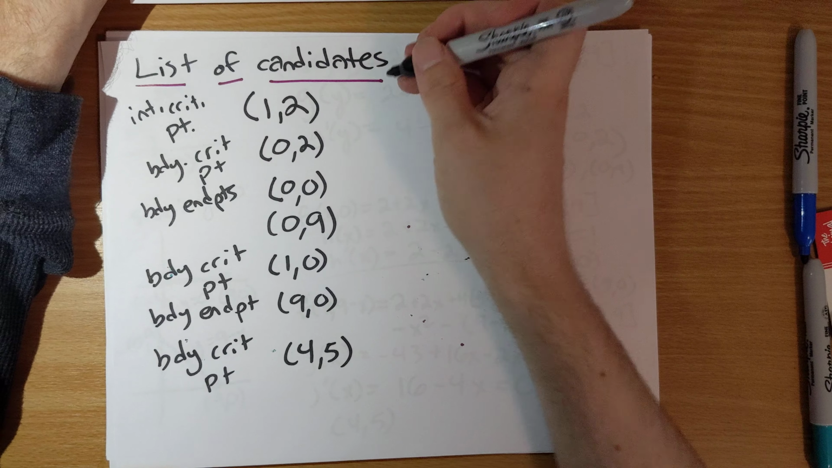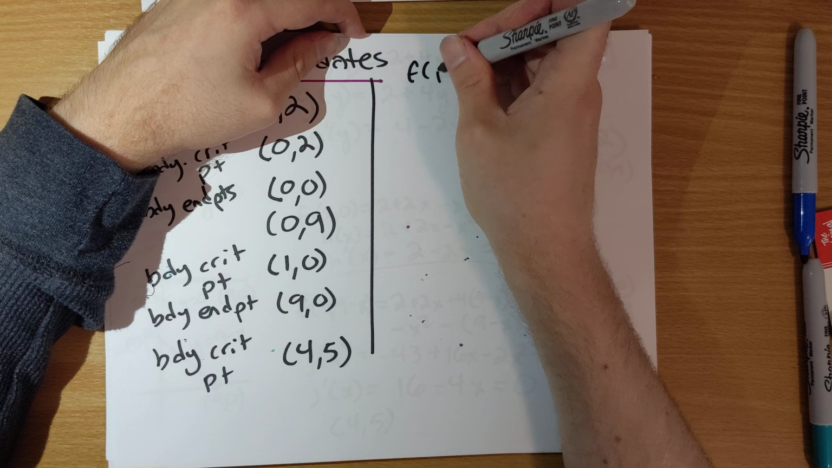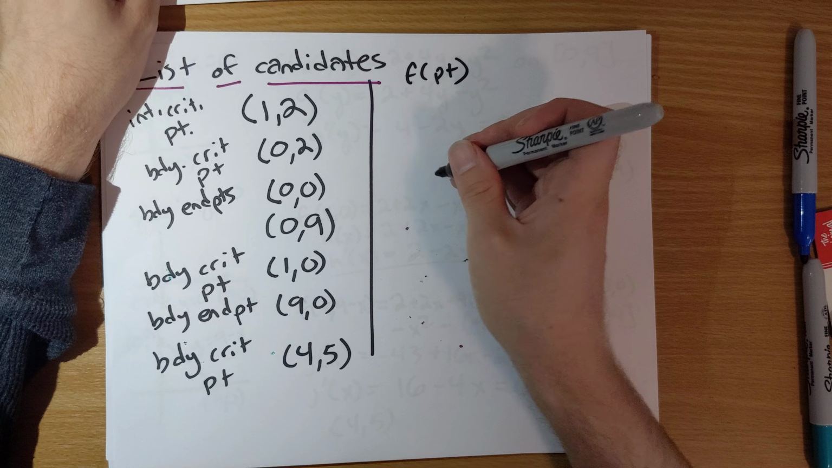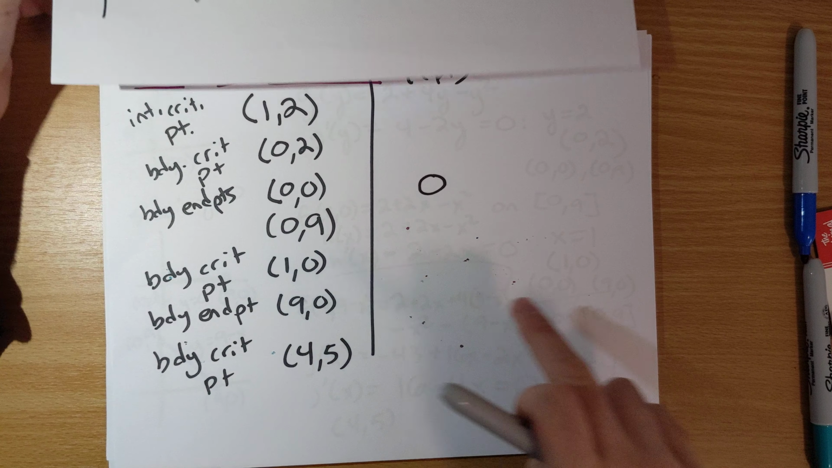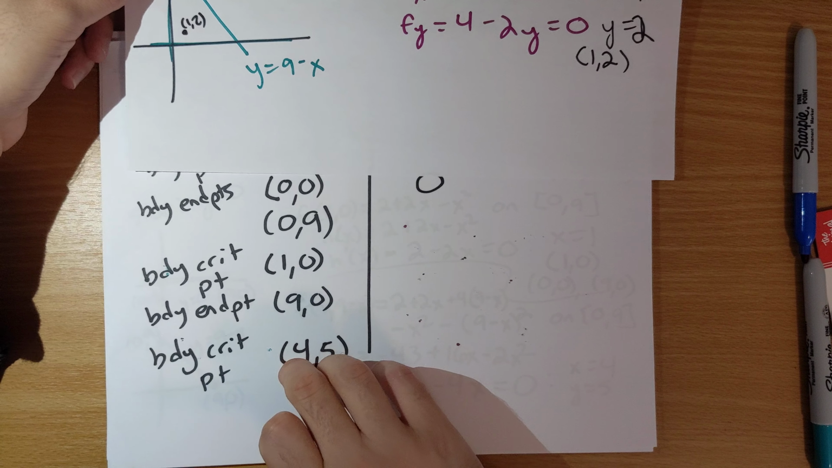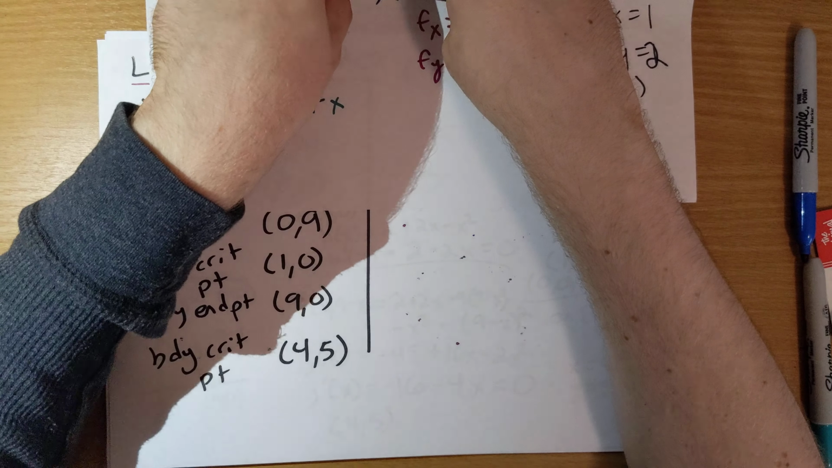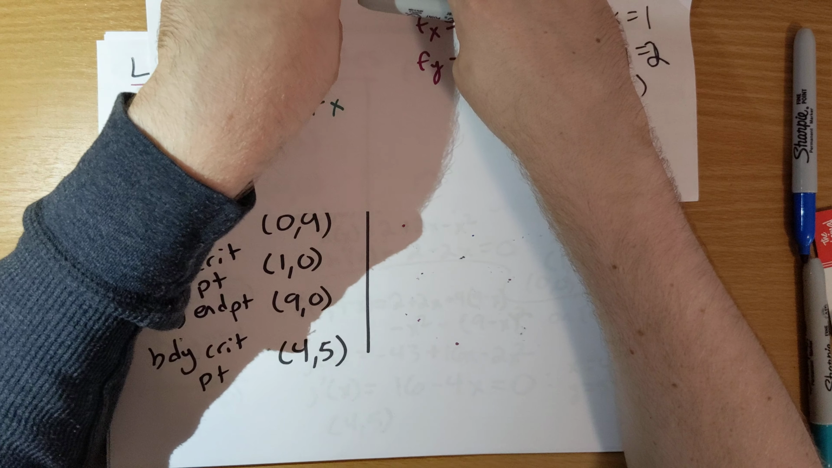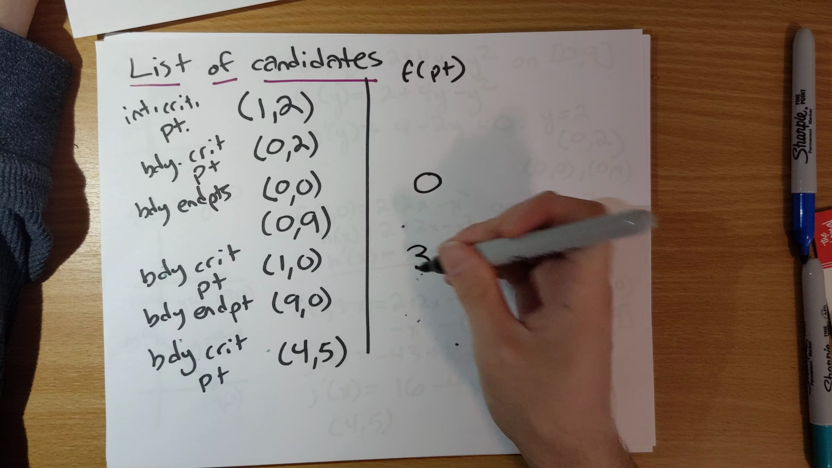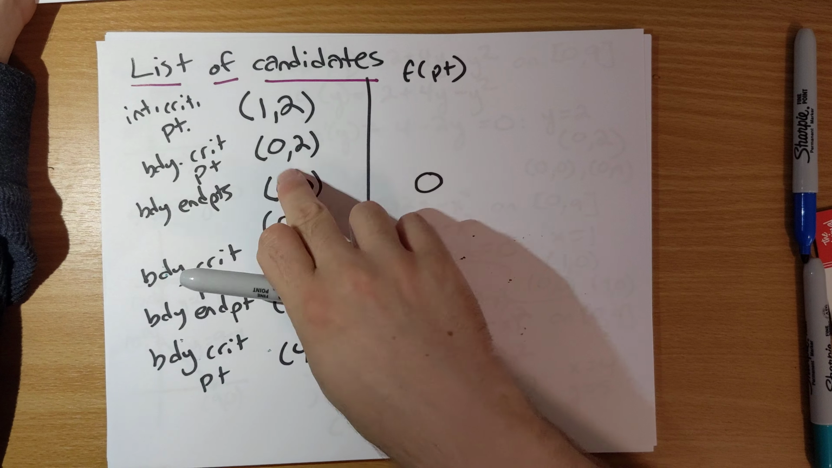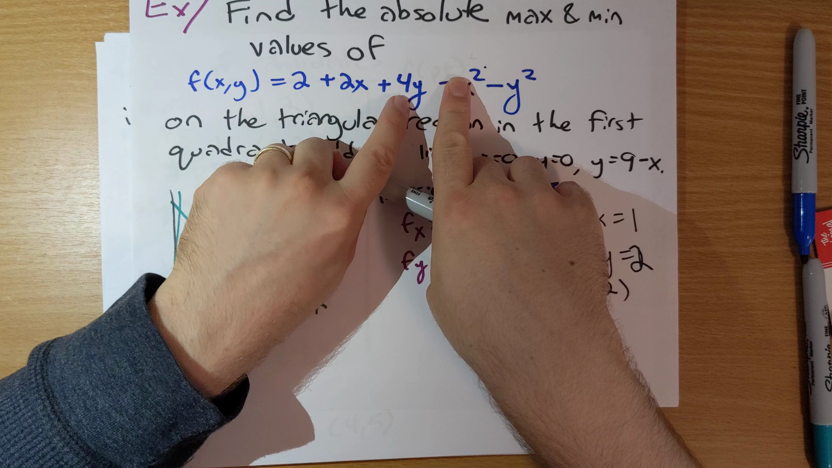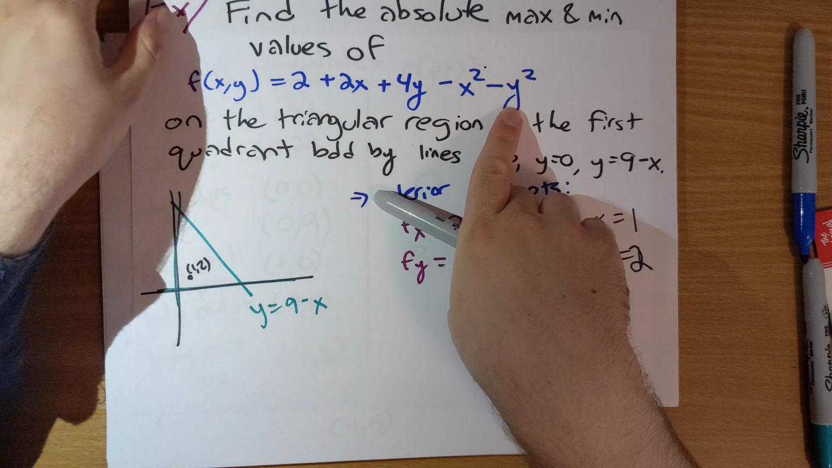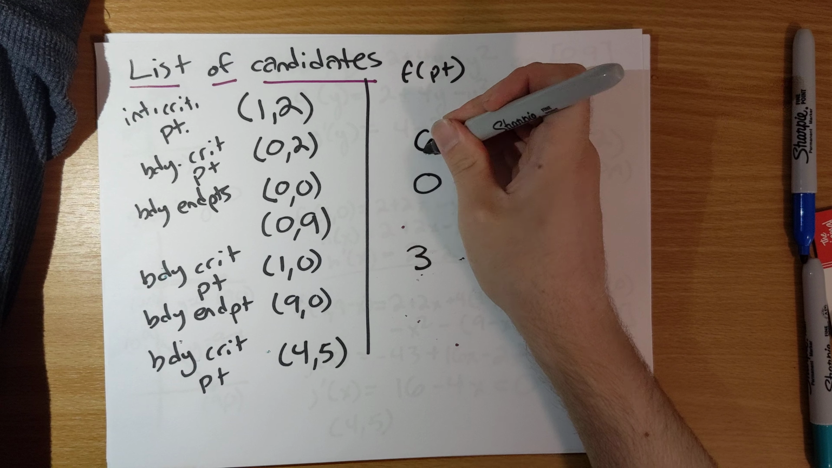So now I'm just going to say f of the point here. F of 0, 0, plug in zeros in there, we get 0. F of 1, comma 0, and we plug in x is 1 and y is 0. We get 2 plus 2 is 4, minus 1 is 3. Plugging in 0, 2, so x is 0, so those go away. Y is 2. 2 plus 8 is 10. Minus 4 is 6. And so we can add that to our list.